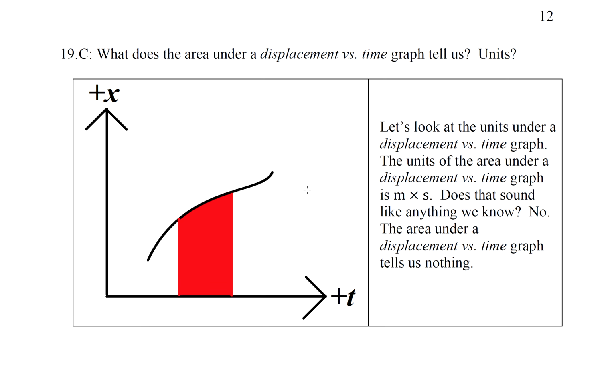Question 19, what does the area under a displacement versus time graph tell us? Well, its units are going to be meters times seconds. Meters times seconds is something we don't know anything about, so it doesn't tell us anything.